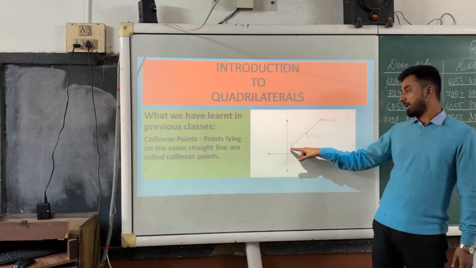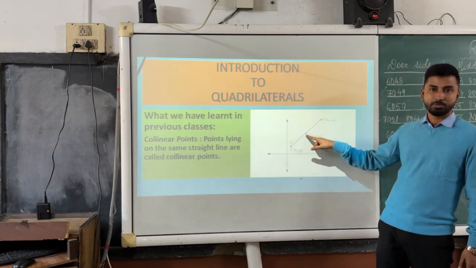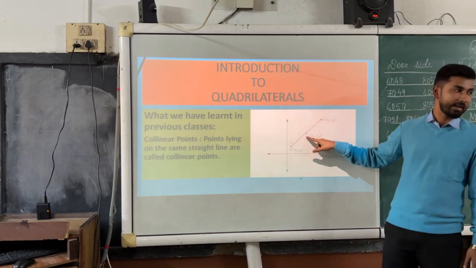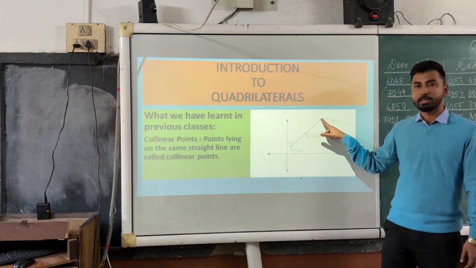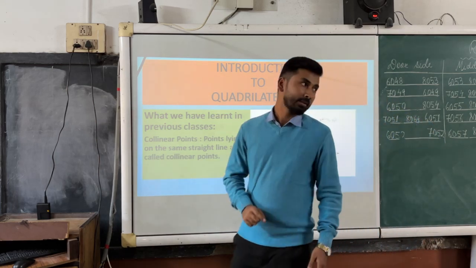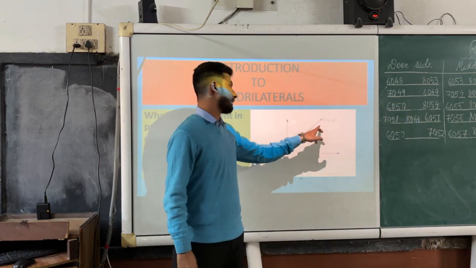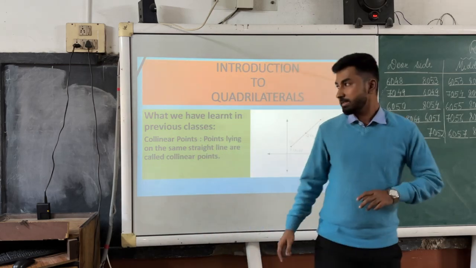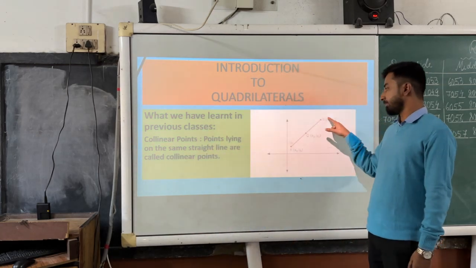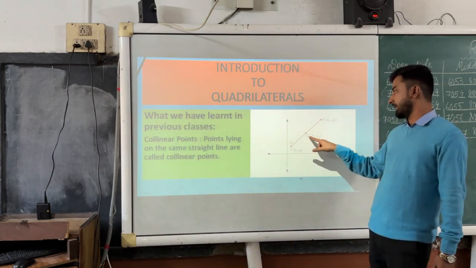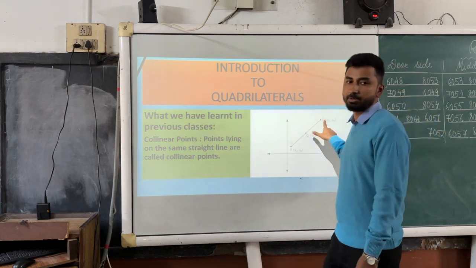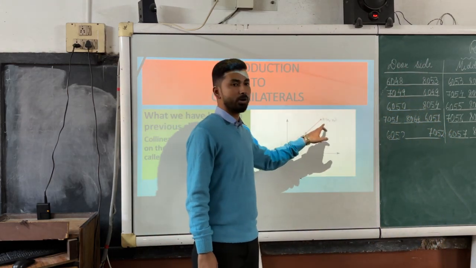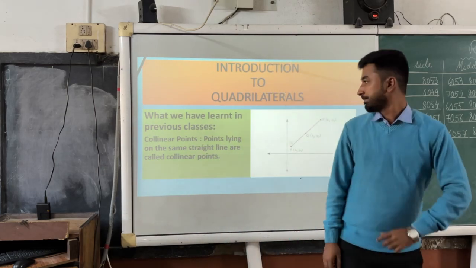Suppose when we draw a line passing through P and Q, it will pass through R. Similarly, when we draw a line passing through Q and R, it will pass through P. And when we draw a line passing through P and R, it will pass through Q. That means a same line can be drawn through the 3 points P, Q and R, so these 3 points are called collinear points.